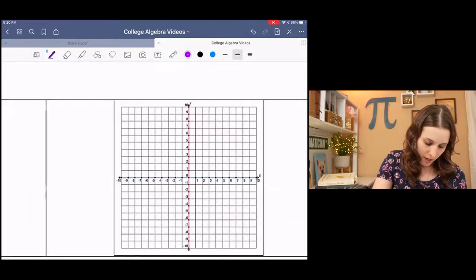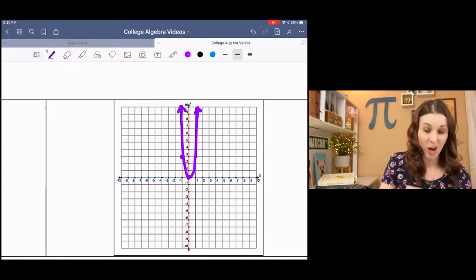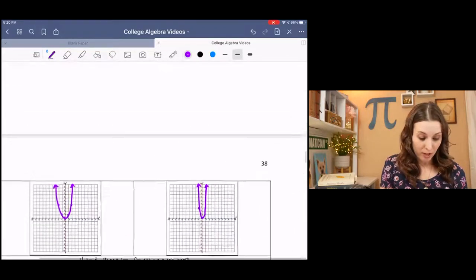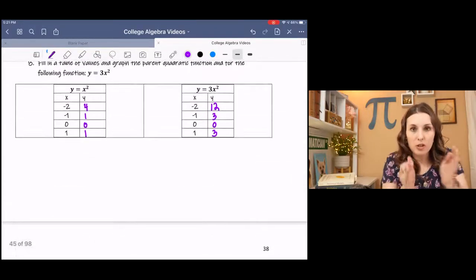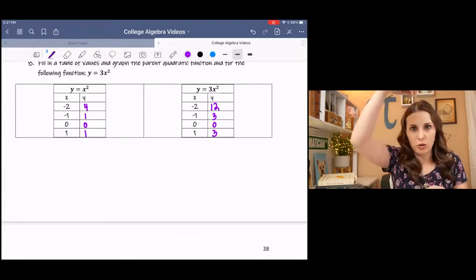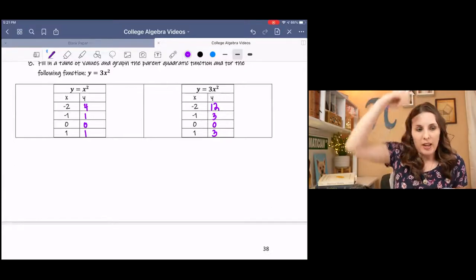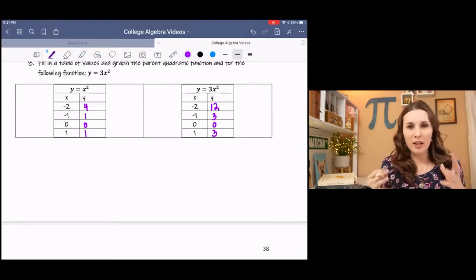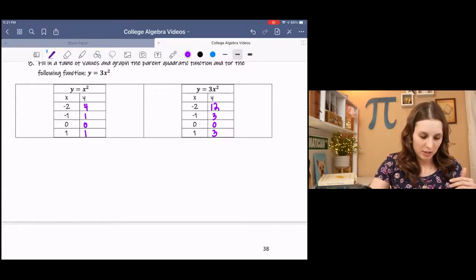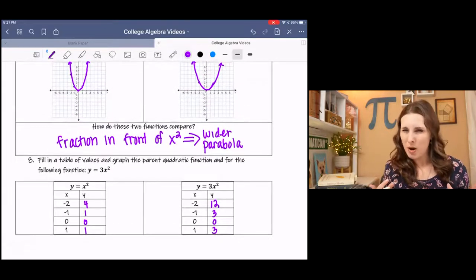Let's see. So at negative 1, it went up to 3, 0, 3. And now we've got this skinnier parabola. So the 3 in front actually made it stretch. I think I said stretch earlier for the wider one, but what's happening is it's kind of stretching up this way. How I like to think of it is, I kind of relate it to slope in my mind.